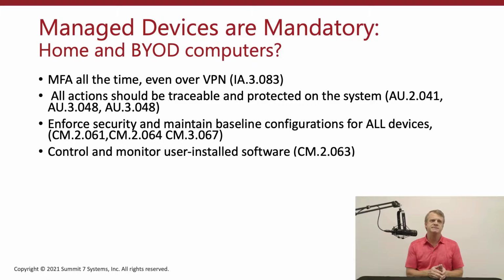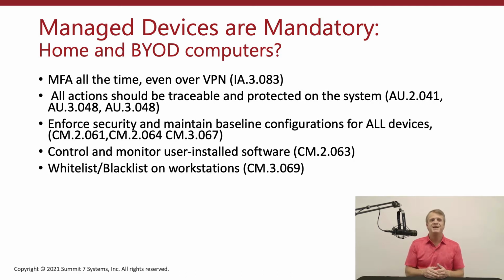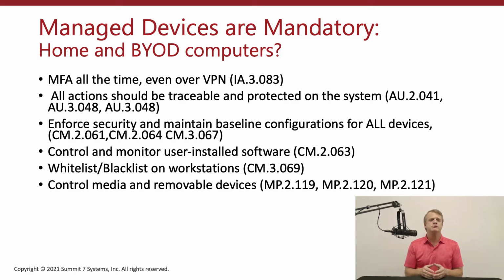We have another requirement, and it is CM.2.063, and that is control and monitor user-installed software. Again, hard to do on a home machine. We have a whitelist, blacklist requirement, CM.3.069. We have controlling mobile and removable devices and media. It's on your screen, MP.2.119, 120, 121.